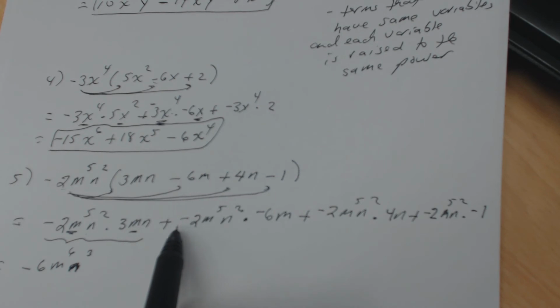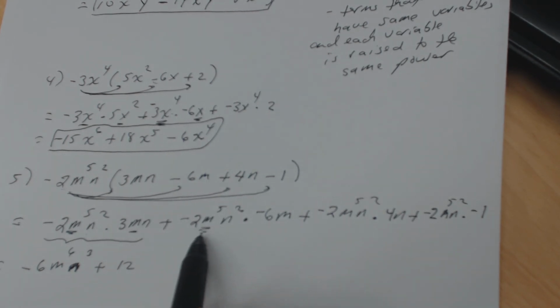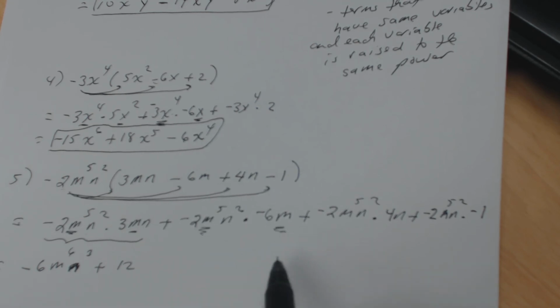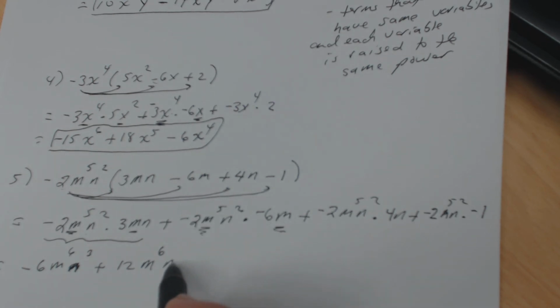Over here, a negative 2 times a negative 6 is a positive 12, so it becomes plus 12. M to the fifth times m is m to the 6. And then n squared, there's no n in this term, so it just becomes n squared. All right, so that's what this becomes.